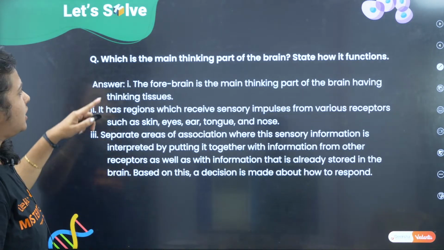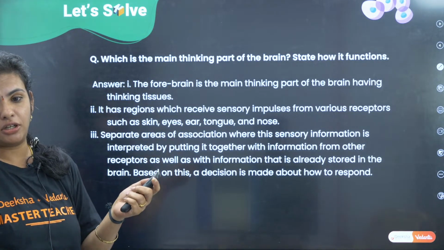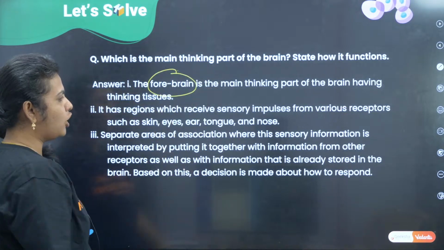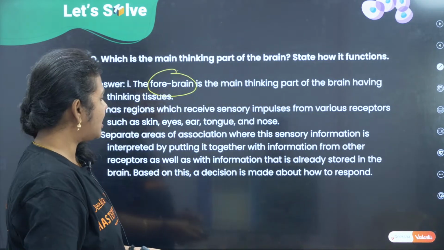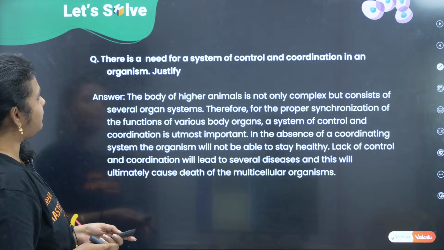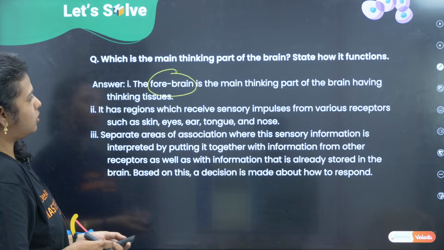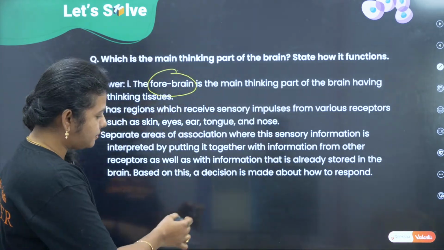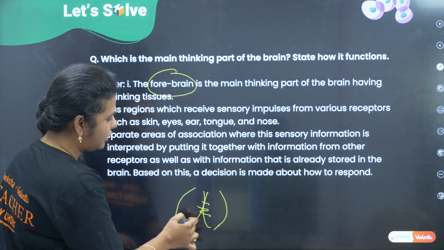Alright, next question, which is the main thinking part of the brain? How does it function? Okay, as I told you earlier, the main thinking part is the forebrain. Why? Because that is where all your sensory information is going to be present. So, just have a look at this diagram. So, I have the forebrain. Imagine that this is the forebrain, part of the brain, the two hemispheres held together.